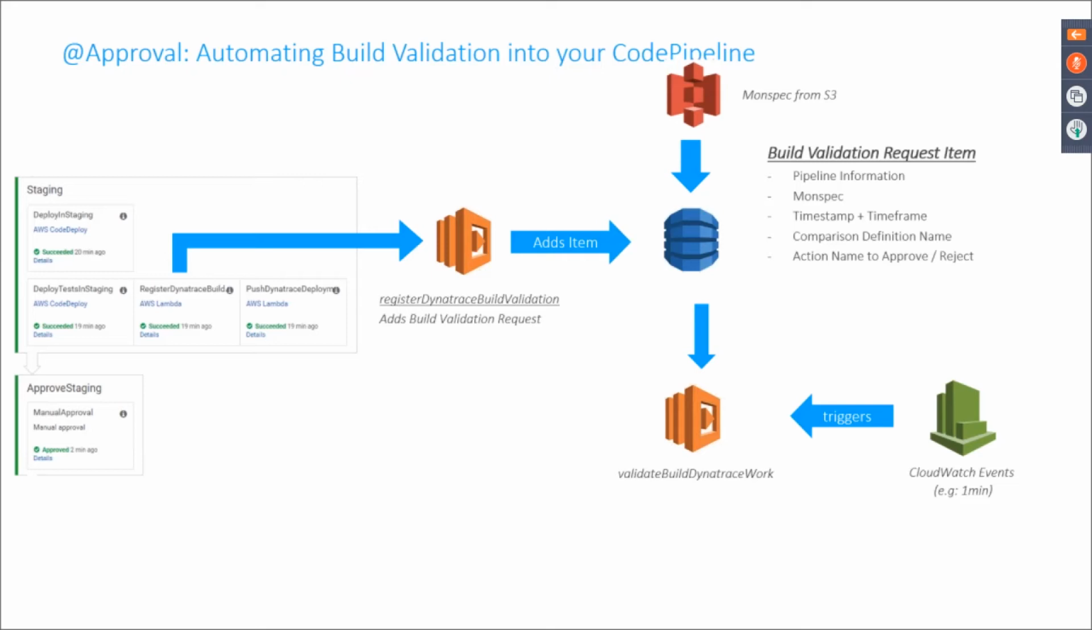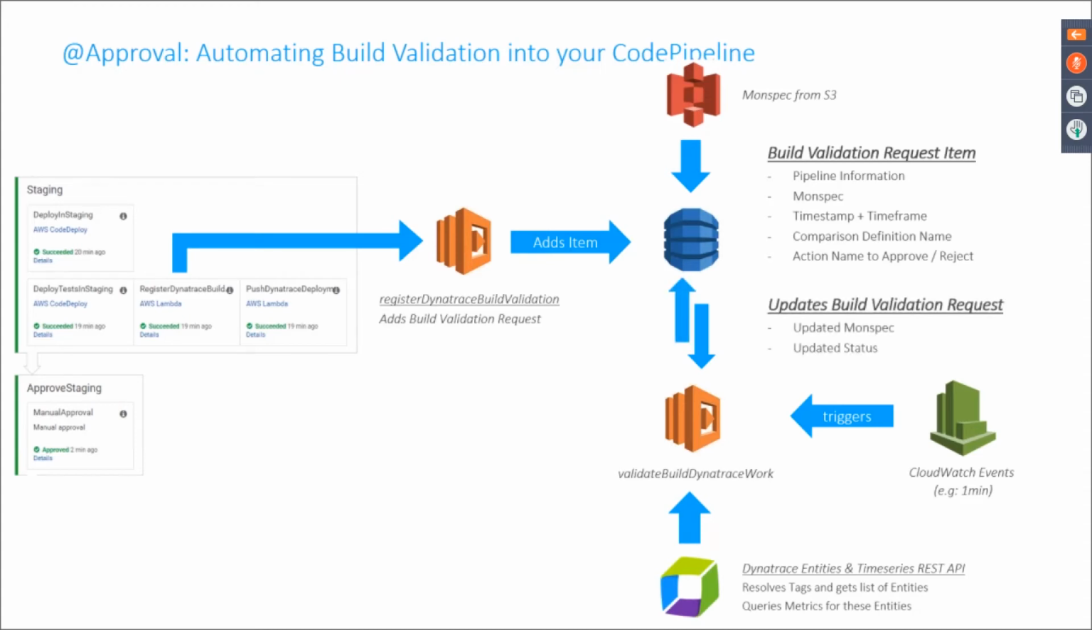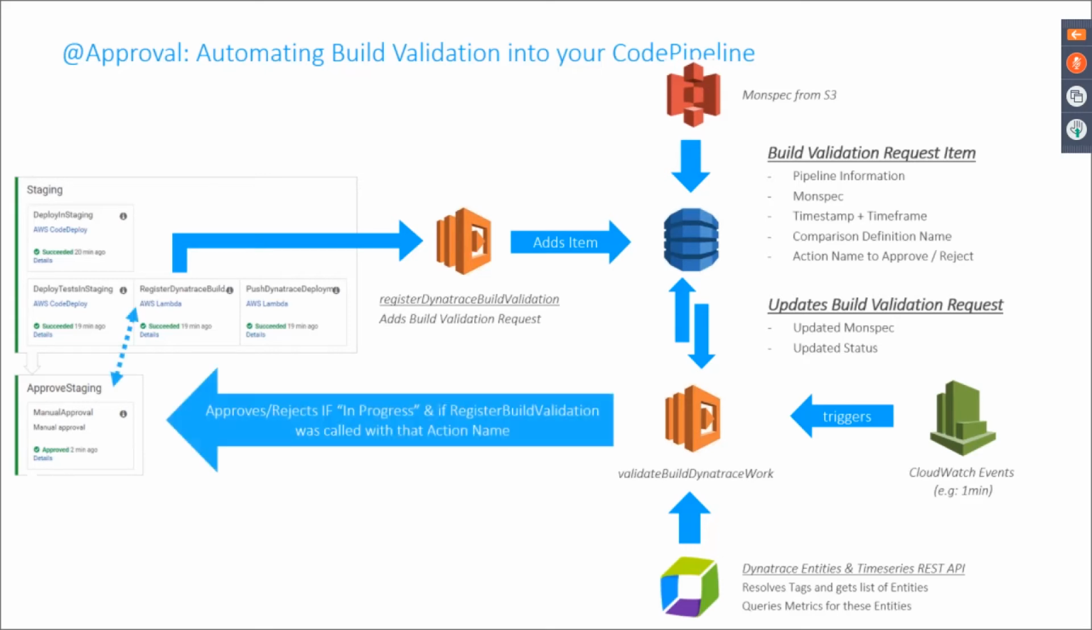Did enough time pass? If so, pull the data from Dynatrace via the REST API, do the comparison, write the results back to the table so that we can build our nice report, but also either approve or reject that stage that is also referenced. All right, so this is fully asynchronous but fully automated, and I love this.